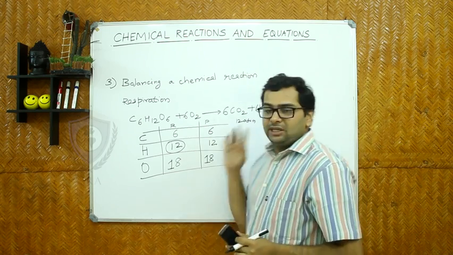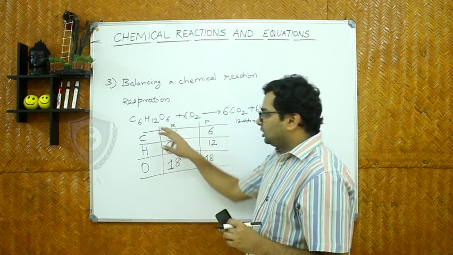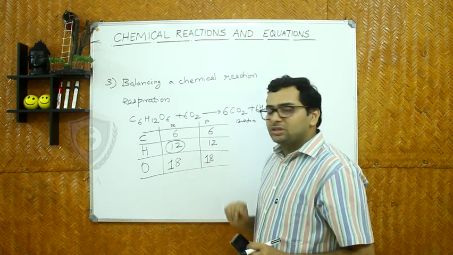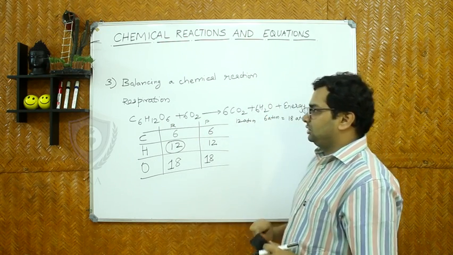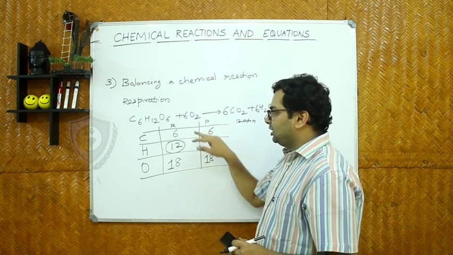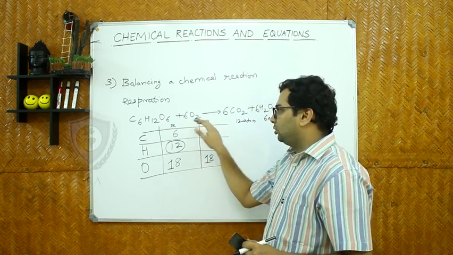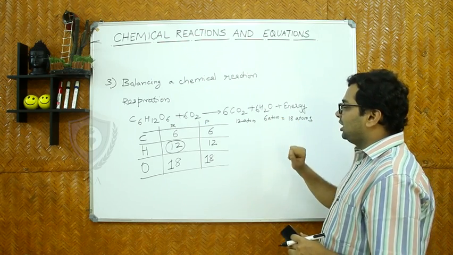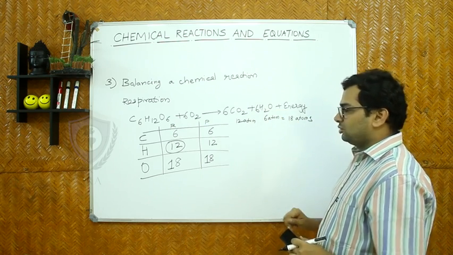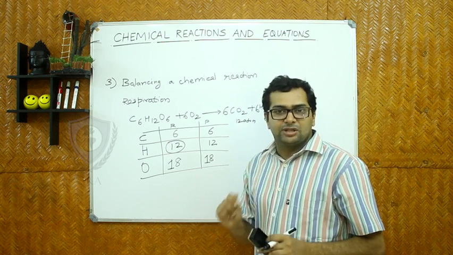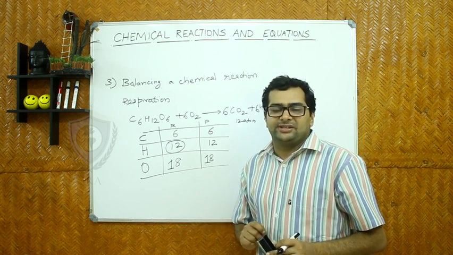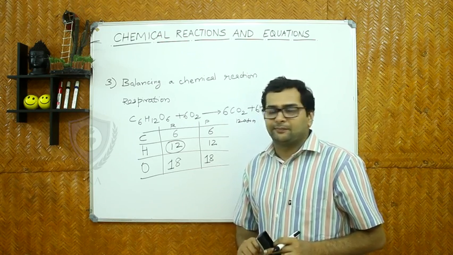So now look at this equation. Is this equation balanced? We have 6 carbon here and 6 carbon here. We have 12 hydrogen here and 12 hydrogen here. We have 6 oxygen here and 12 oxygen here, a total of 18. Similarly, we have 12 oxygen here and 6 oxygen here, so a total of 18. So now, this equation is balanced and we have solved this problem. We'll look at a couple more examples in some time.